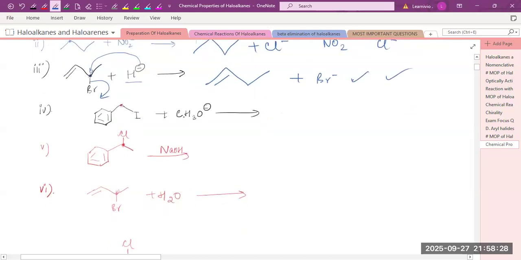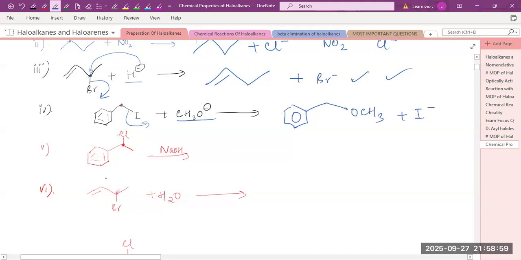Okay, fourth one, CH3O minus. It's very simple. Here the nucleophile is given. So what you are supposed to do is just attack the nucleophile on this carbon and it will leave the group. So you will get this product. This is your benzene and this is the CH2 group and here OCH3 will be attached.